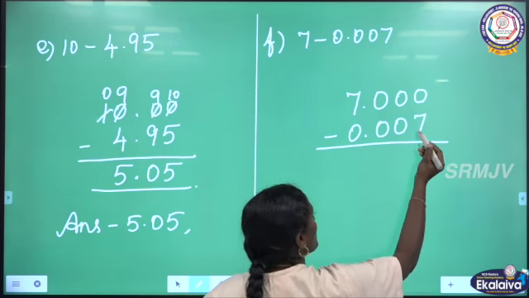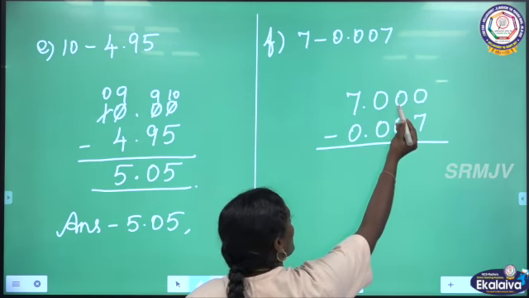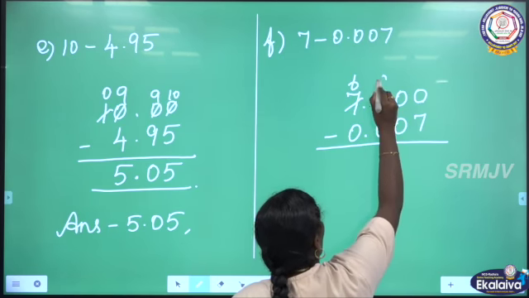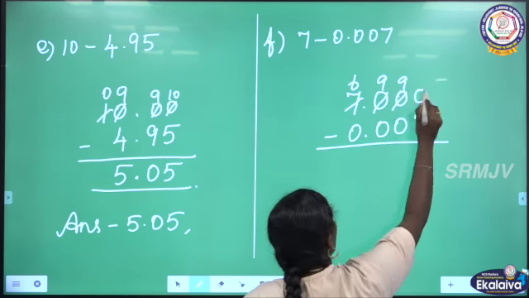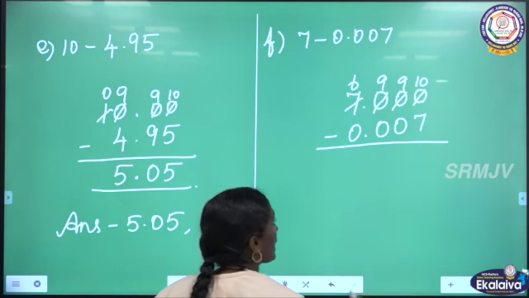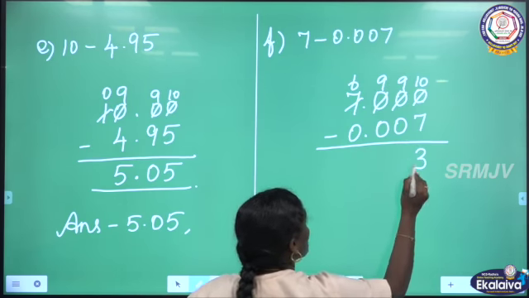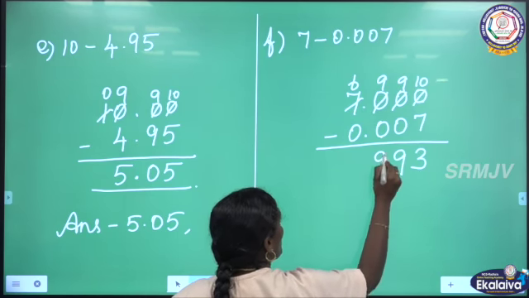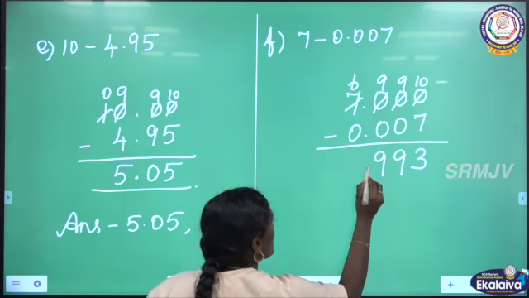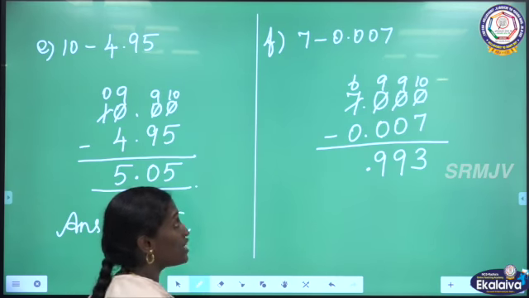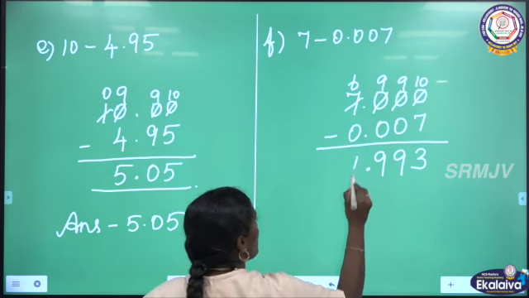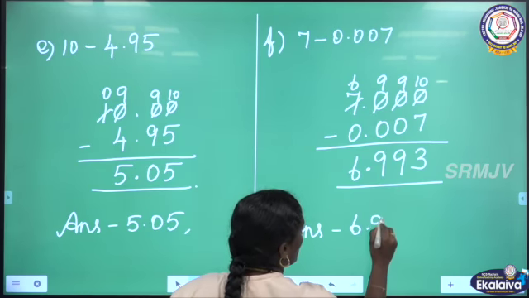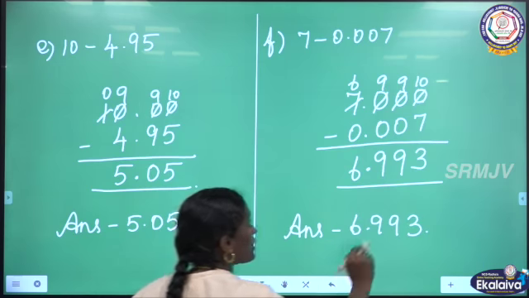Now we are going to subtract 0 minus 7. So we can't do the subtraction. We have to borrow from 7. 7 will become 6. This 0 will become 9. This 0 will become 9. This 0 will become 10. 10 minus 7, that is 3. 9 minus 0, 9. 9 minus 0, 9. Before subtracting the numbers in whole number part, we have to keep the decimal point. Here 6 minus 0, 6. So the answer is 6.993. Was it clear, children?